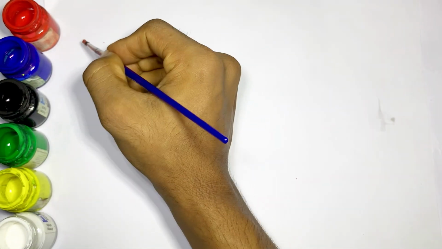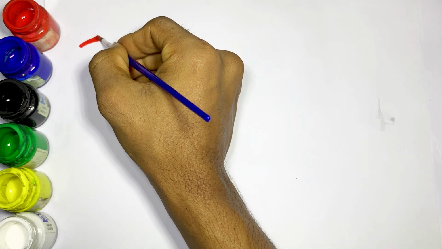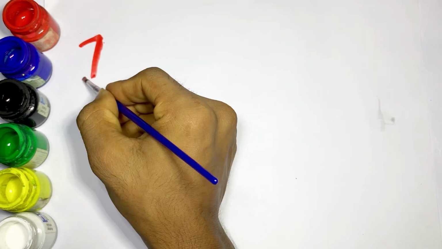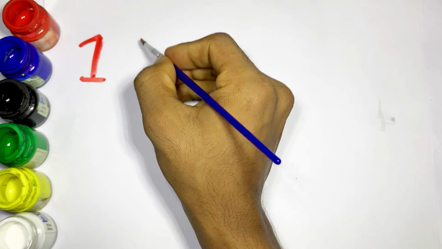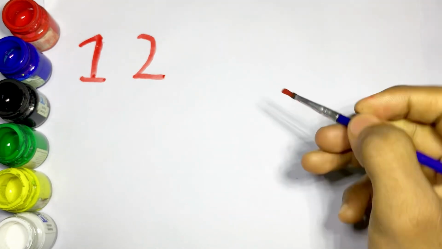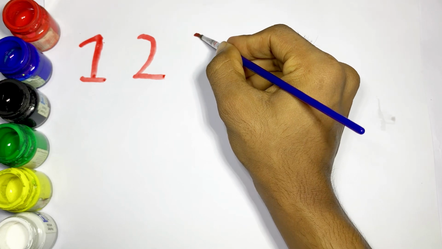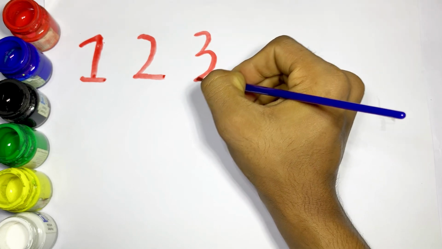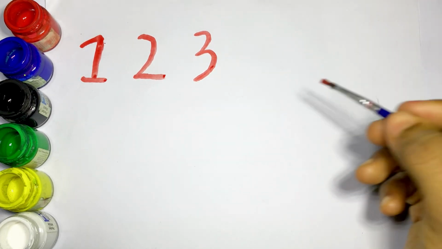Kids, now draw numbers and first state of 1 and here is red color. O N E, 1. 2. T W O, 2. 3. T H R E E, 3.